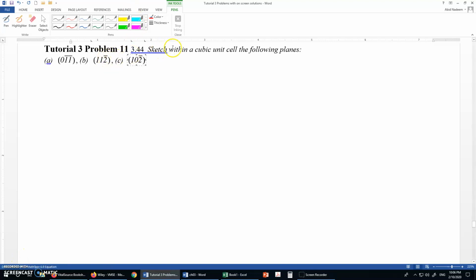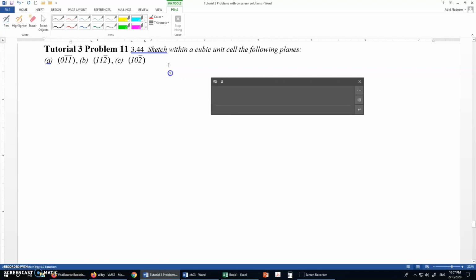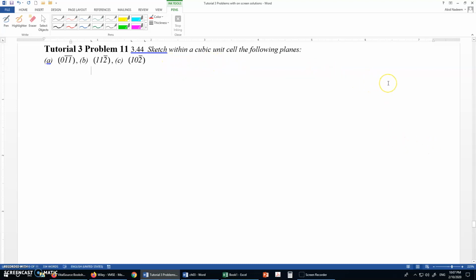Problem 11. Sketch within a cubic unit cell the following planes. So A, B and C. So first one is 0, 1 bar, 1 bar.